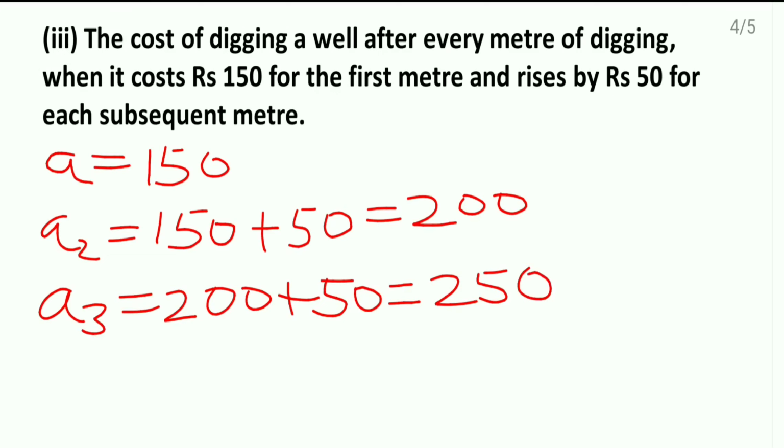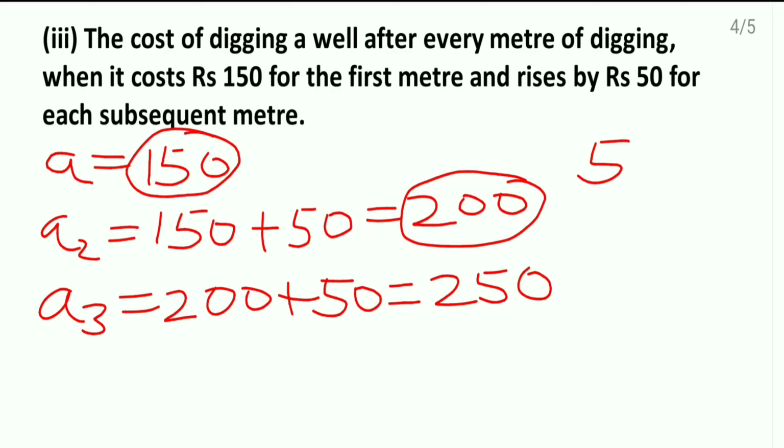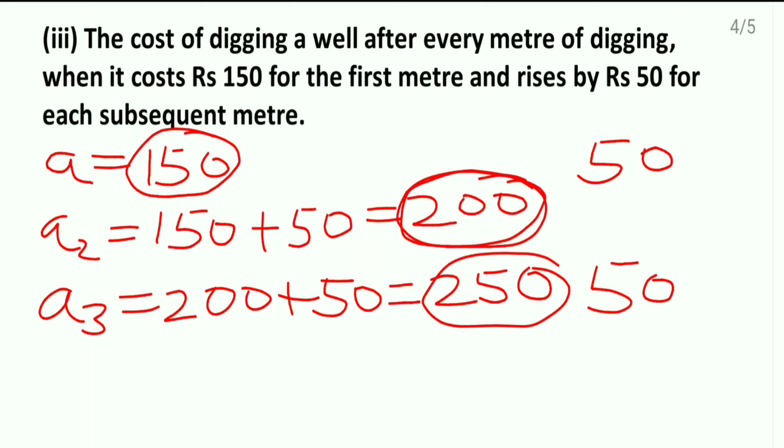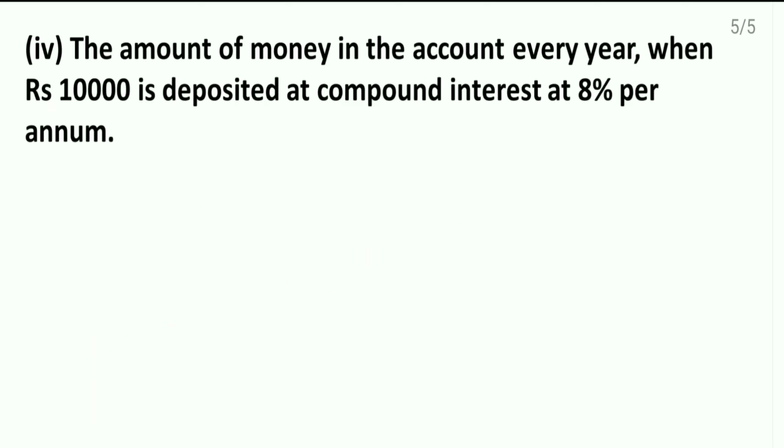Here you see the difference between the first term and the second term comes as rupees 50, and the difference between the second term and the third term again comes as rupees 50. That means the difference is constant. Right? As the difference is constant, easily you can say that it is the example of arithmetic progression. Let us see the fourth one.